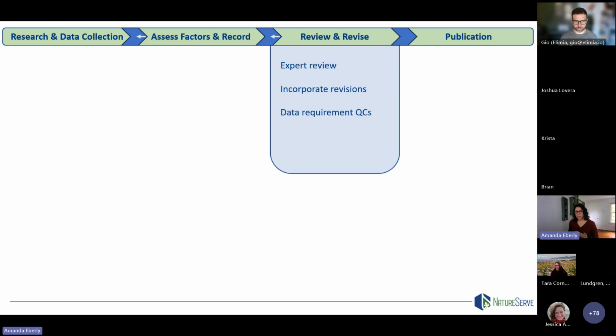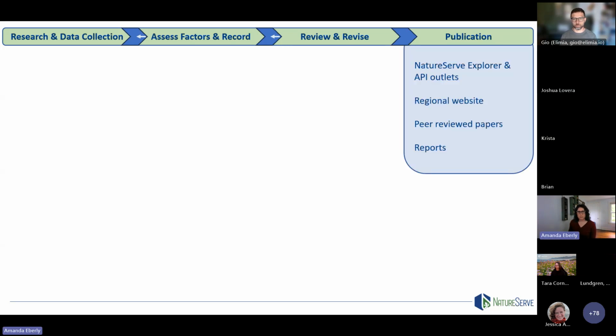After getting through those stages, there's typically some level of review, either content methodology focused or content focused on the species itself. Those revisions may result in going back to the beginning and doing additional research or reassessing factors before finalizing the assessment for publication. For global assessments, that's NatureServe Explorer and our API outlets. But at the subnational level, that might be regional websites, and of course, maybe peer-reviewed papers or reports.